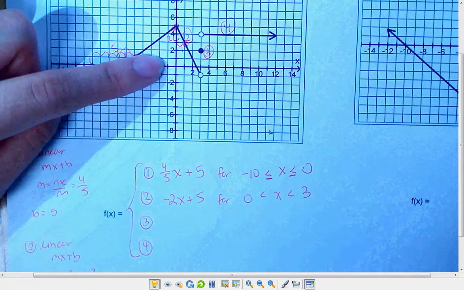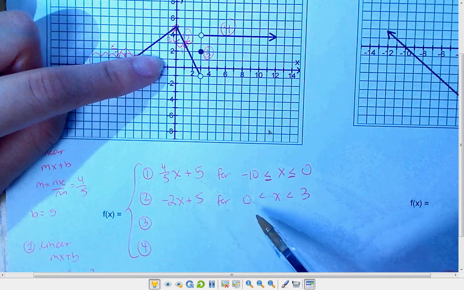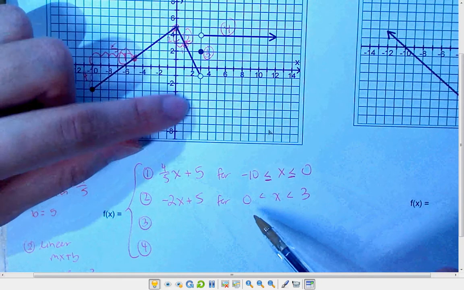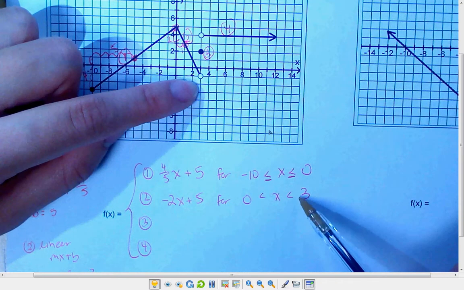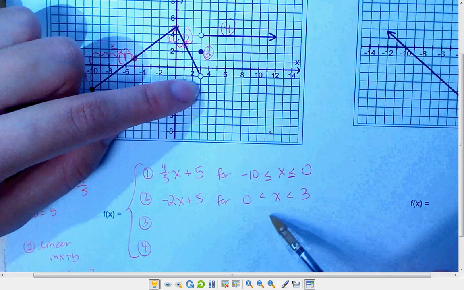For our 0, we already included 0 in the first graph. We said it was a part of the first one, so it's not going to be part of our second one. For this one right here, this is an open circle, so if it's open, we're also not going to include the 3. So there's no equal sign under either of these.